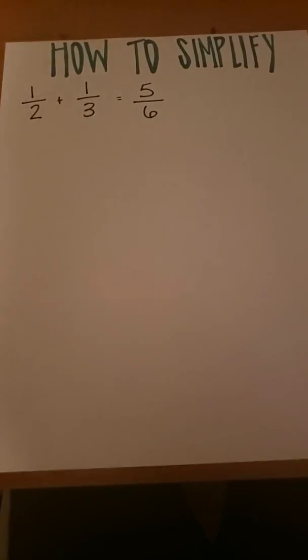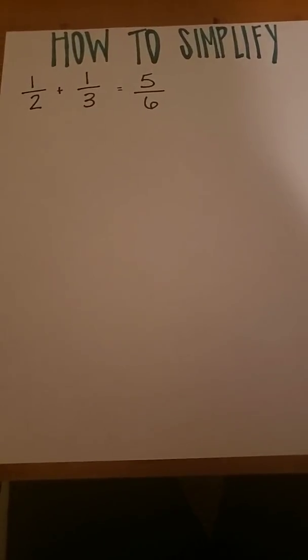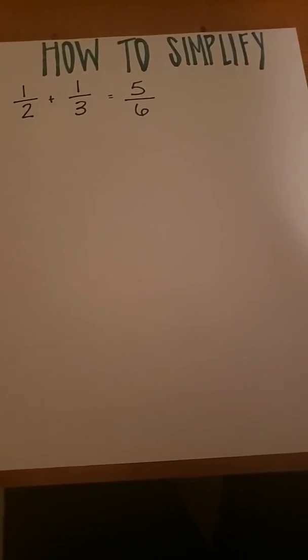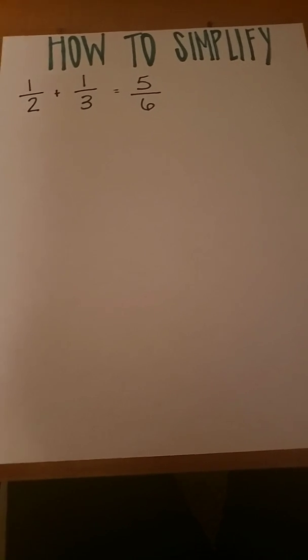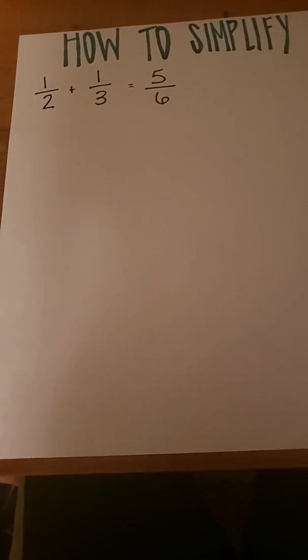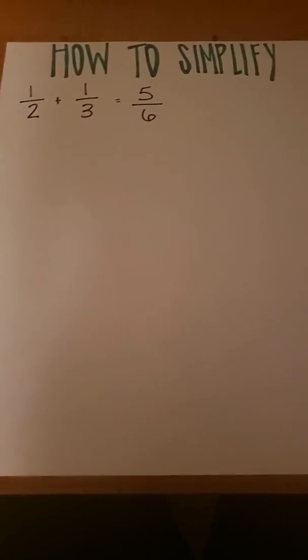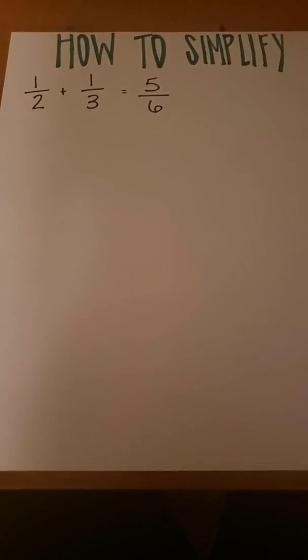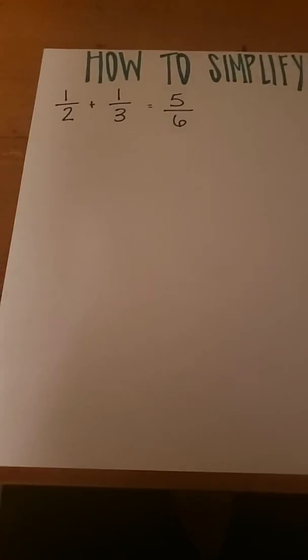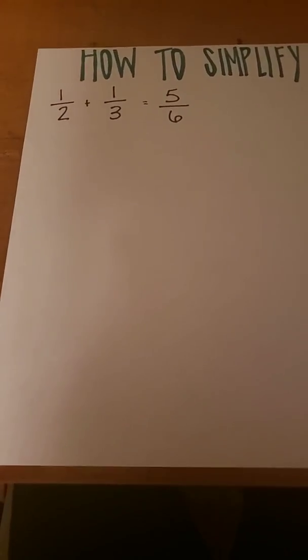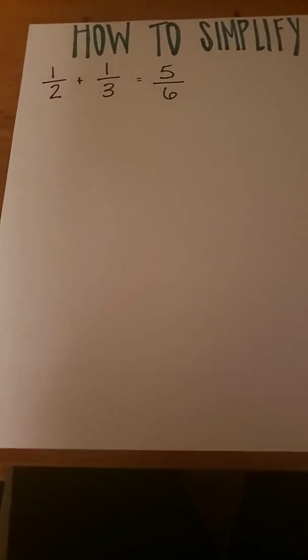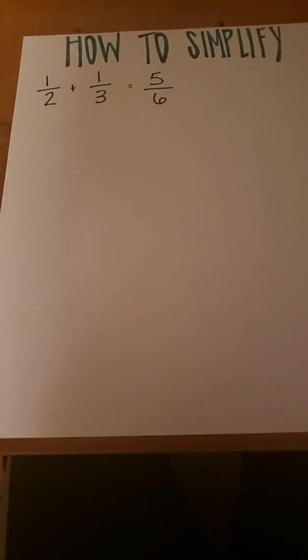So now that you've learned how to add fractions with unlike denominators, it's important to know how to simplify your answers after you have finished adding. We have been over how to simplify fractions, but I'm just going to go over it again since it's been a few weeks. This is the problem you just solved, 1/2 plus 1/3. Your answer was 5/6. So I'm going to go through how to simplify that.